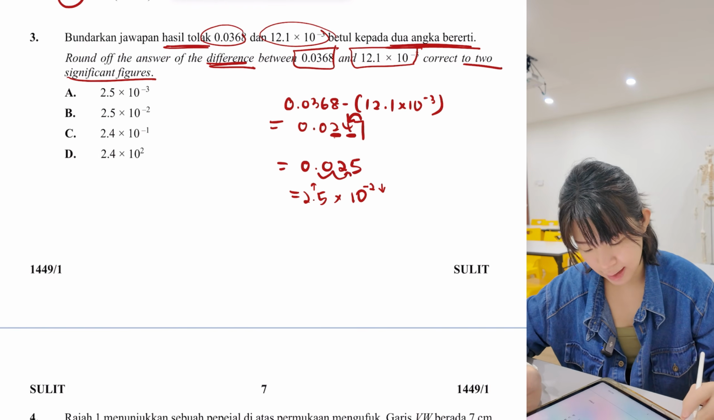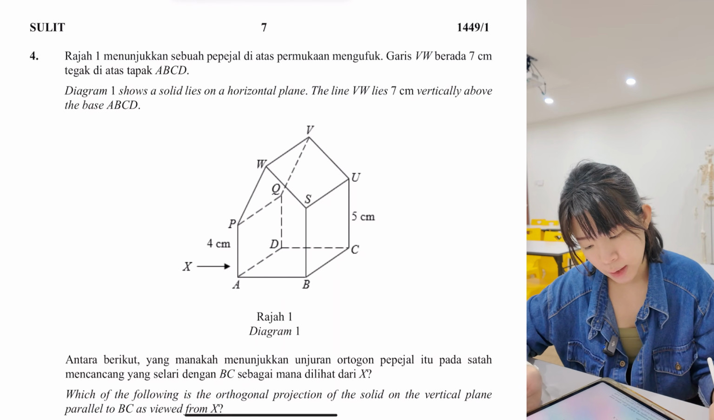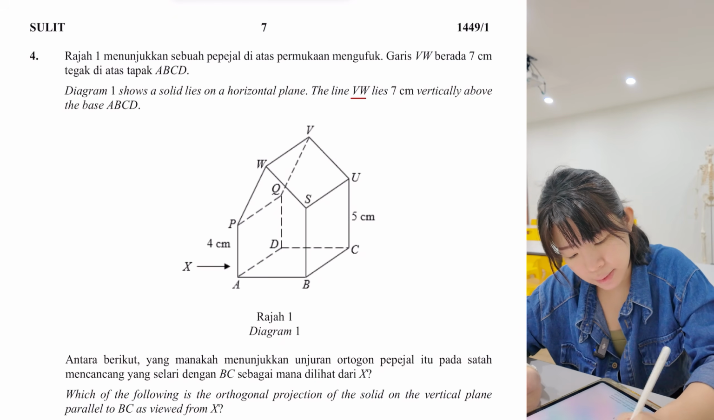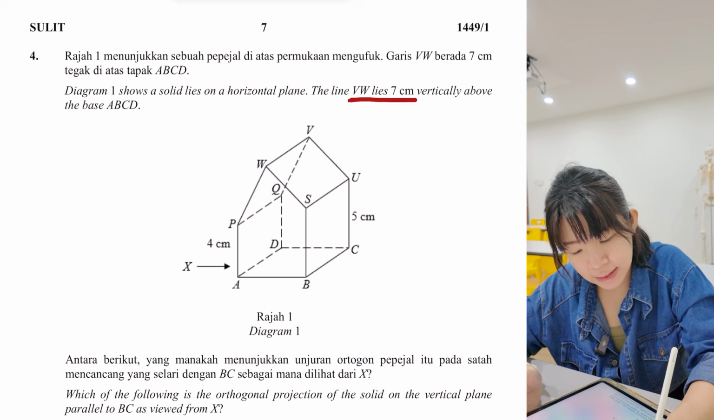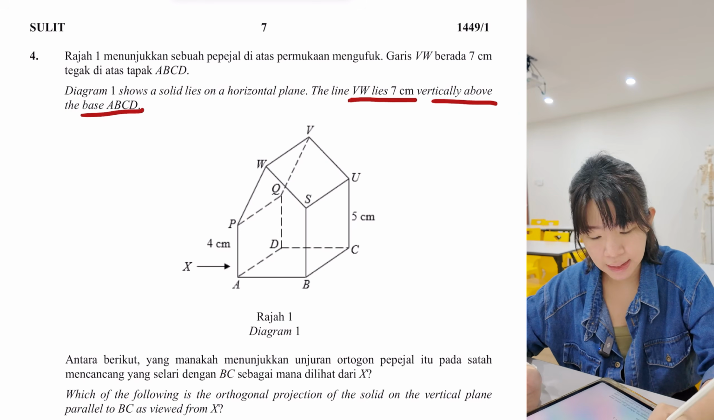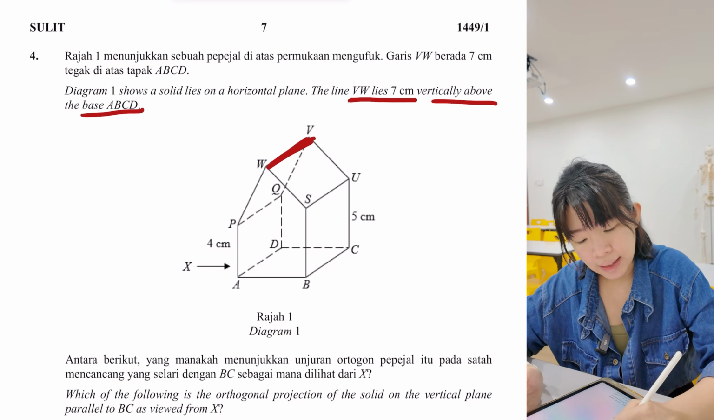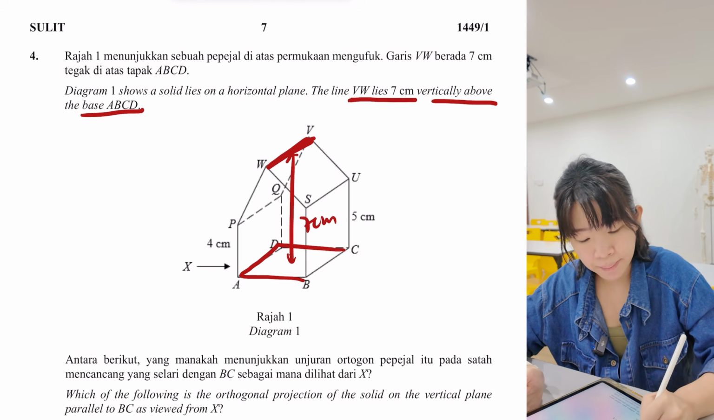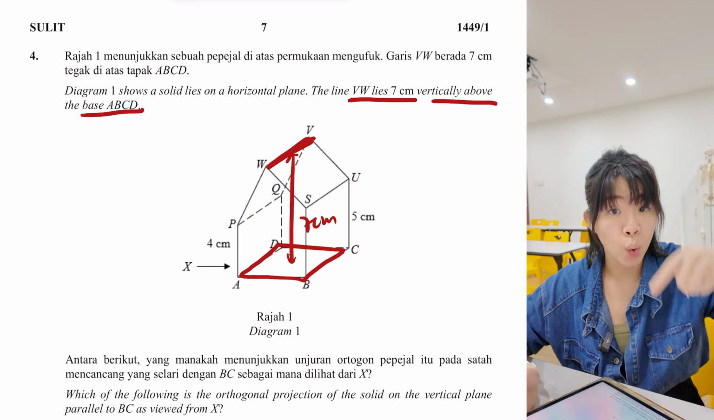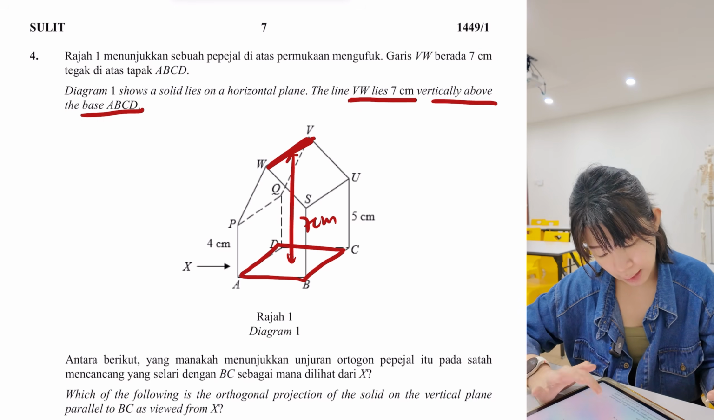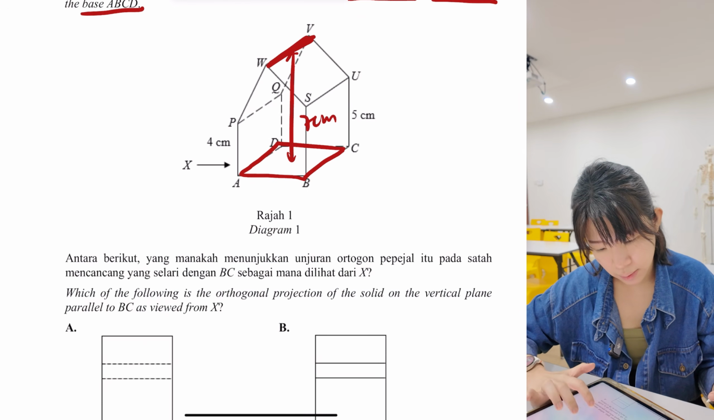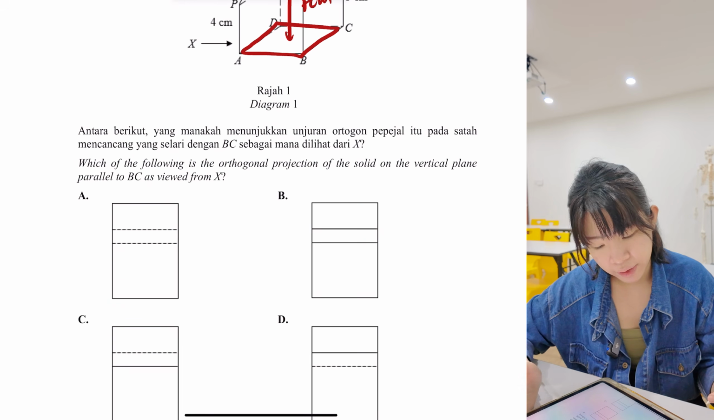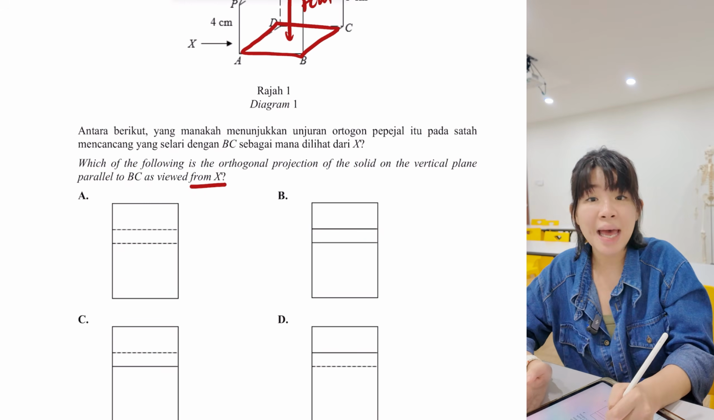Alright, now let's look at the next one, number 4. The diagram shows the solid. Here they say VW lies 7 cm vertically above the base ABCD. So this line is 7 cm vertically above this base ABCD, so the whole thing has height 7. Now, what do they ask? Which of the following is the orthogonal projection view from X?